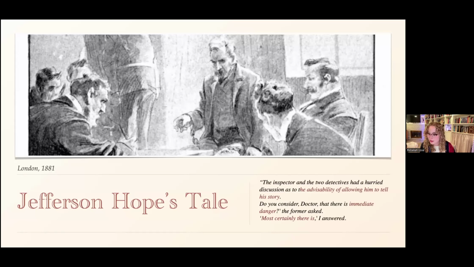The police debate over the advisability of allowing Hope to tell his story. They ask Watson if there is any immediate danger, referring to the aneurysm, to which Watson says most certainly there is. But I think by now we can take this as alluding to a second danger here. If Hope is allowed to tell his story, he also has the power to win the hearts of those who hear it. And that's exactly what he does, telling his impromptu audience that if any of them had longed and pined for a thing for years, they would understand his feelings in the moment he had Drebber in his power.